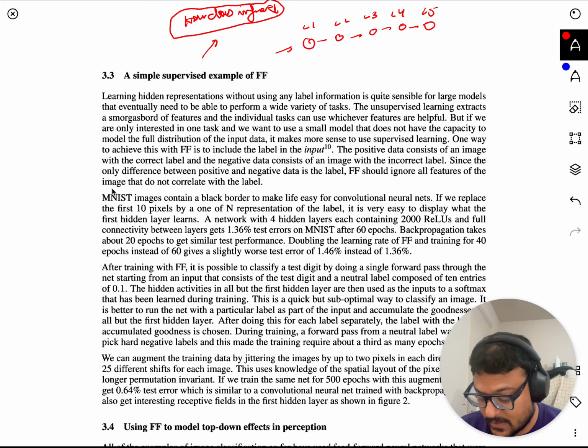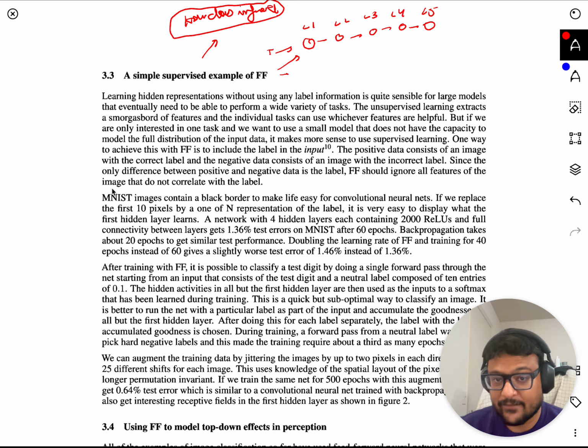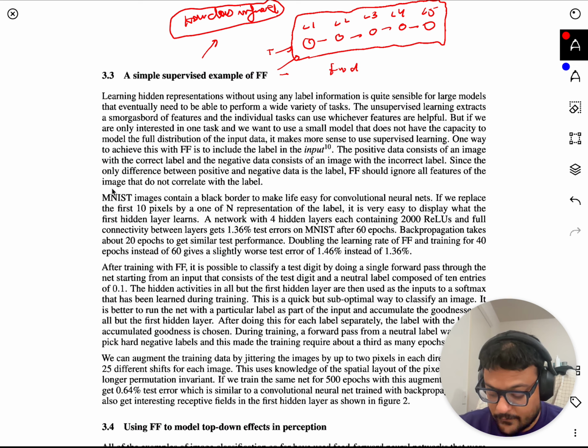Sometimes you're passing it positive data, sometimes negative data, and you want to know how to do inference on top of it. Let's say you pass the data, and then you have two options. You have learned this part of the network with the forward algorithm.